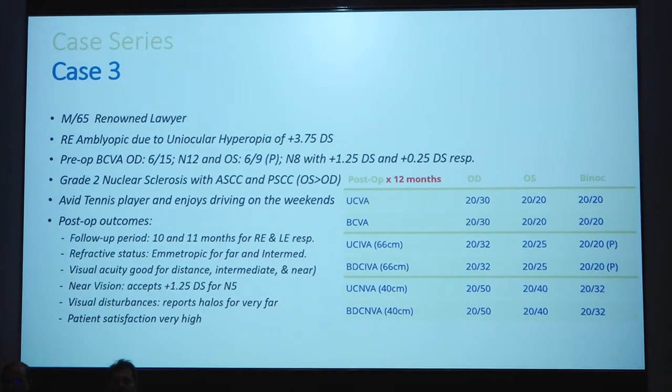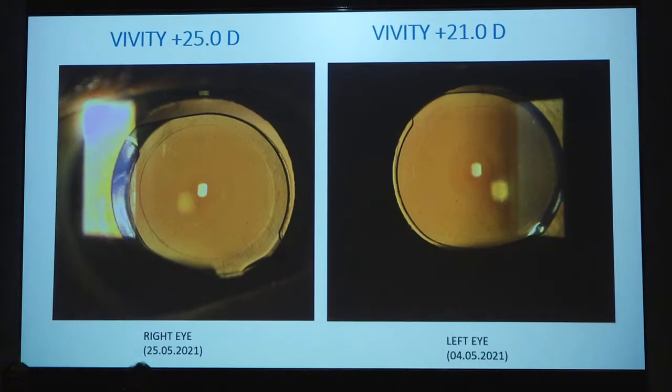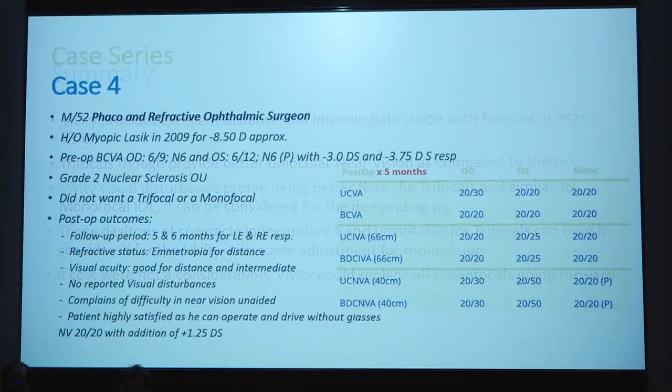So I'll highlight this particular case because it is very interesting and close to our heart. This is a 52-year-old phaco and refractive ophthalmic surgeon. He had myopic LASIK in 2009 for approximately minus 8.5 diopters. His pre-op best corrected vision was 6/9 N6 in the right eye and 6/12 N6 partial in the left, with minus 3 and minus 3.75 diopters, respectively. He had a grade 2 nuclear sclerosis in both eyes.